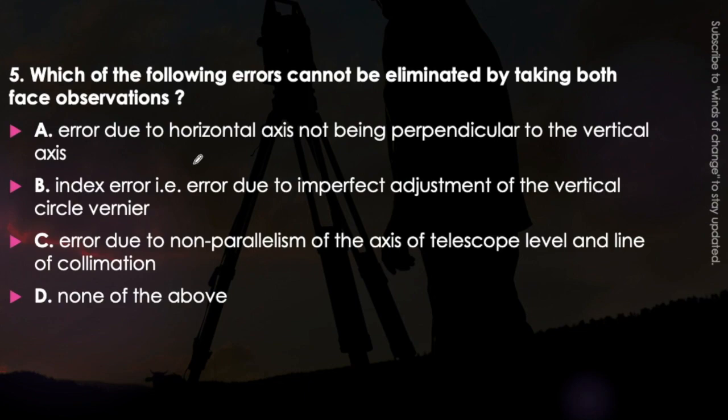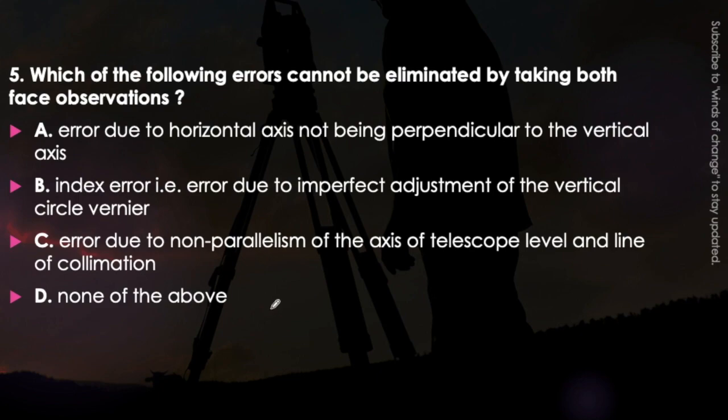Next question. Which of the following errors cannot be eliminated by taking both phase observation? Error due to horizontal axis not being perpendicular to the vertical axis. Index error, that is error due to imperfect adjustment of the vertical circle vernier. Error due to non-parallelism of the axis of telescope level and line of collimation, or none of these.